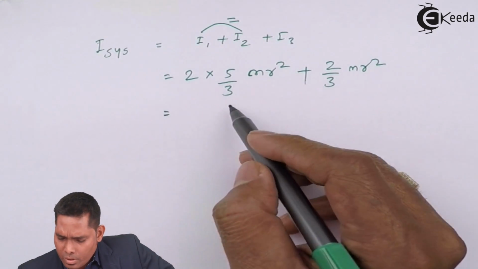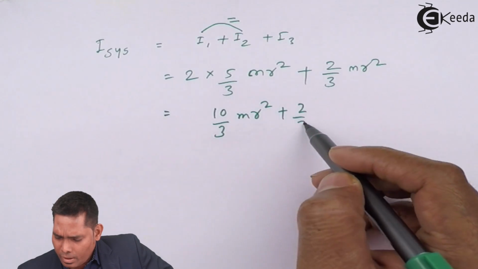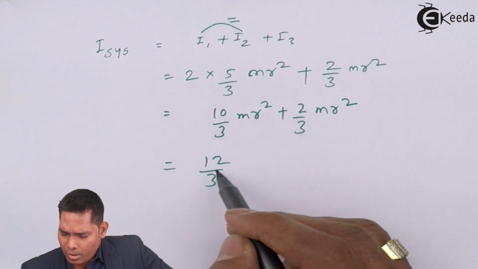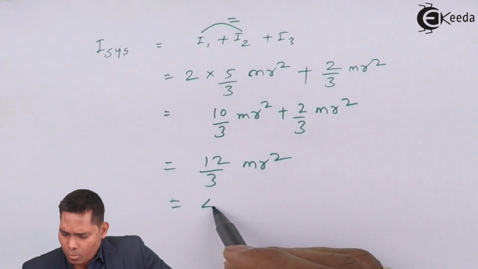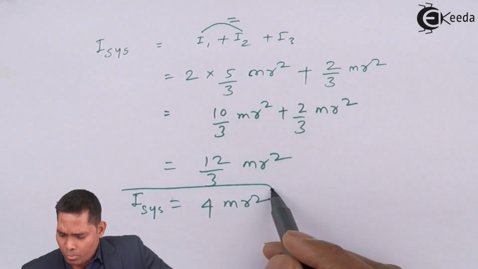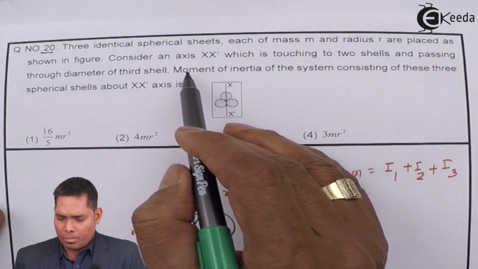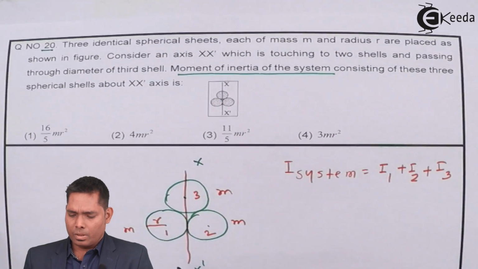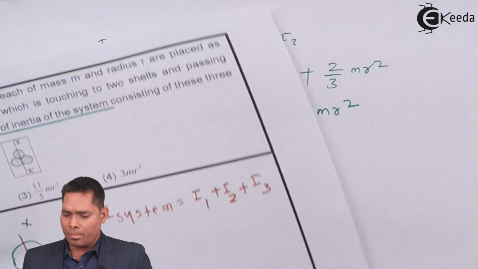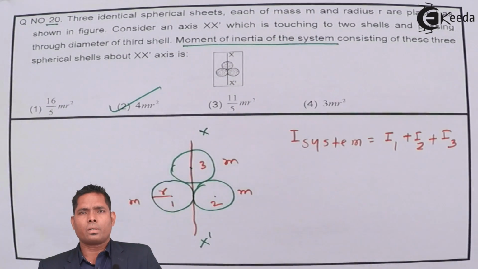Now this becomes 10 by 3 mr square plus 2 by 3 mr square. So 10 plus 2 is 12, 12 by 3 mr square, so it is 4 mr square. So the moment of inertia of the system is 4 mr square. The option is also 4 mr square, so this is the answer to this question. Okay, thank you.